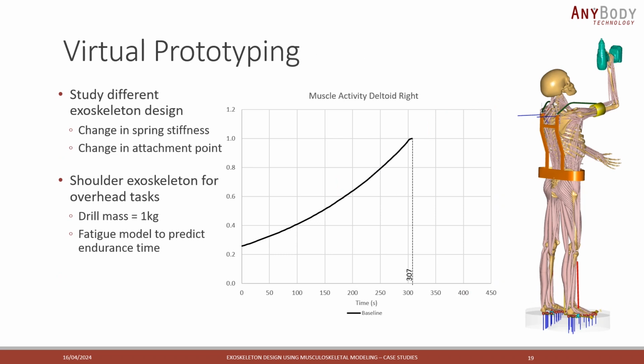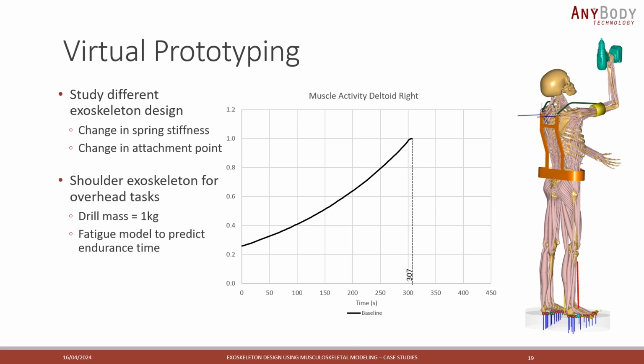As an example for virtual prototyping, we have a simple model here that I prepared for this presentation. This is a passive shoulder exoskeleton that can assist in overhead tasks. In this example, we have the human model holding a drill machine that weighs 1 kilo. To simplify the model, the task is only to hold the drill. That is, there is no active force on the drill.